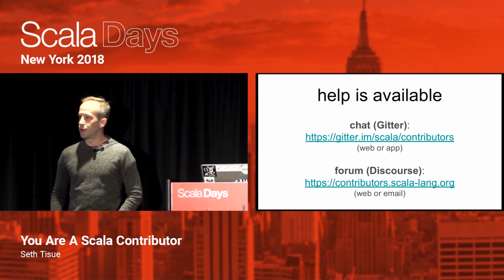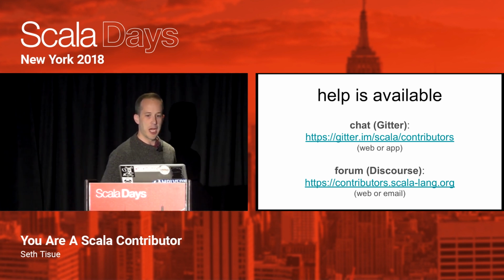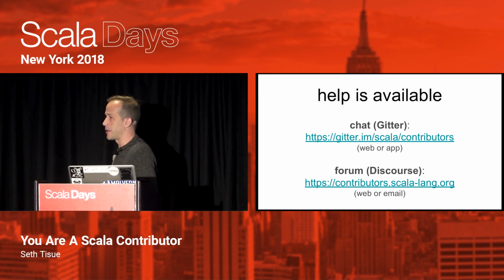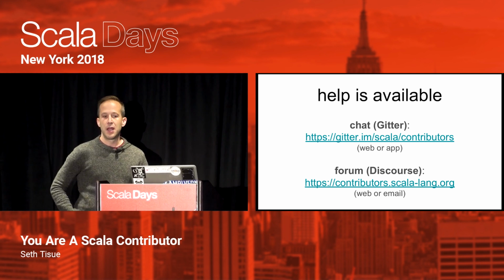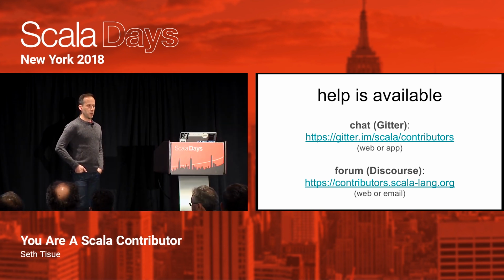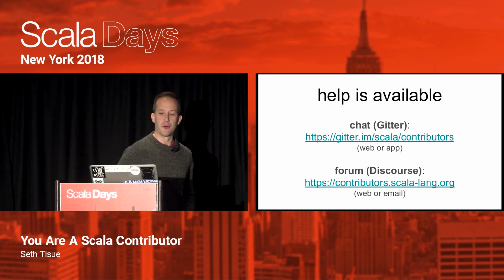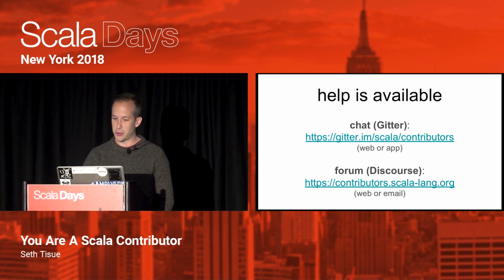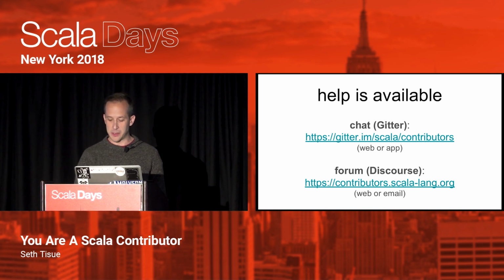The chat room is a Gitter room. Gitter is where almost all Scala chat is these days. You can use it on the web without installing anything, or use their desktop or mobile app. We moved off Google Groups about a year ago and onto this new technology called Discourse. The forums are accessible on the web, or you can also have the messages show up in your email. And again, your GitHub login will work on both of these.